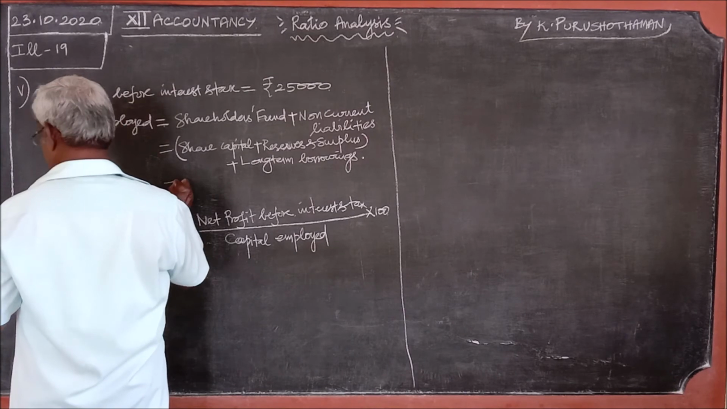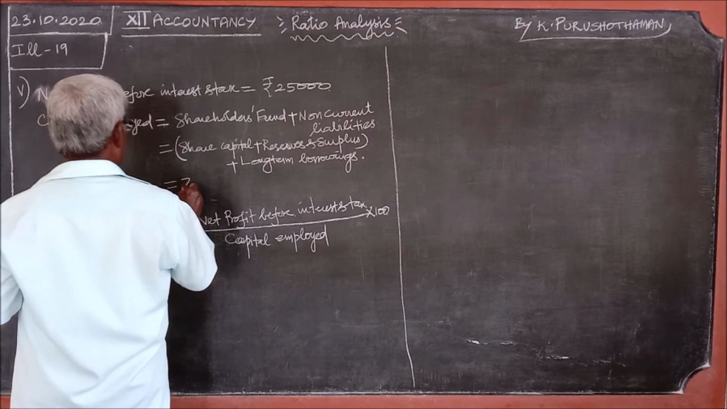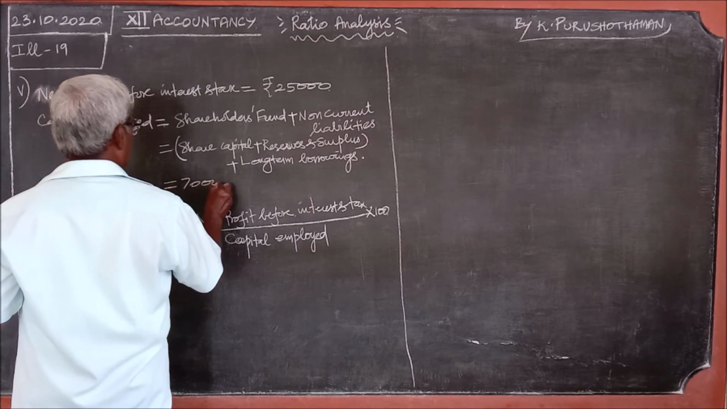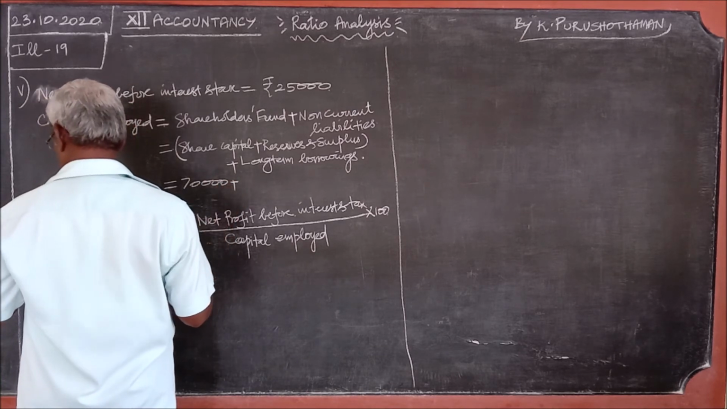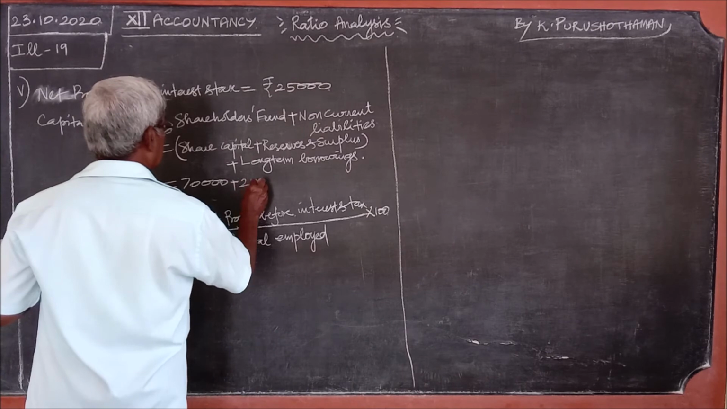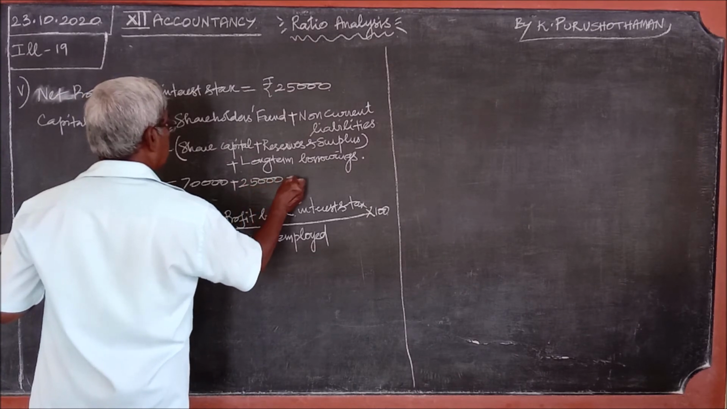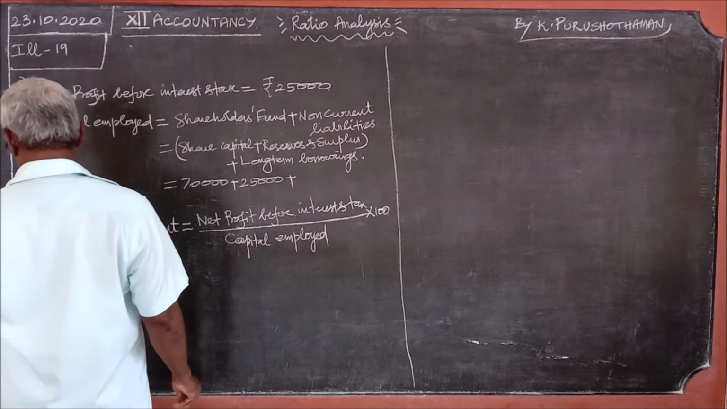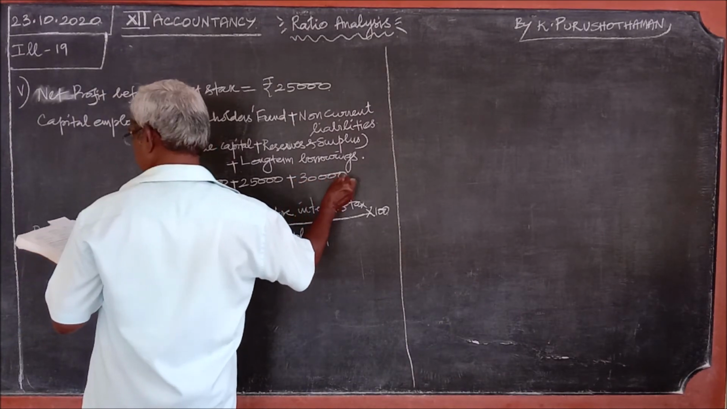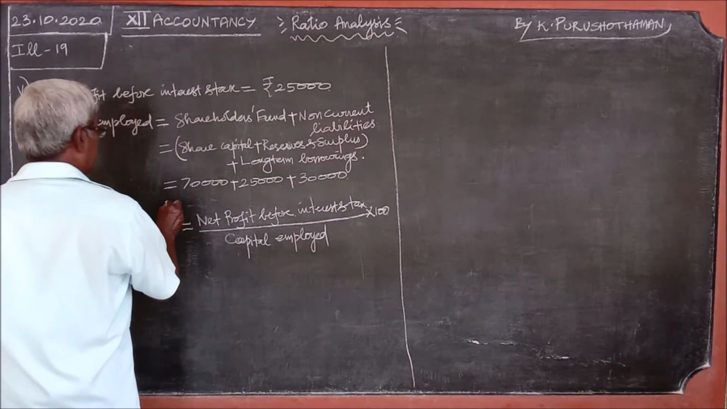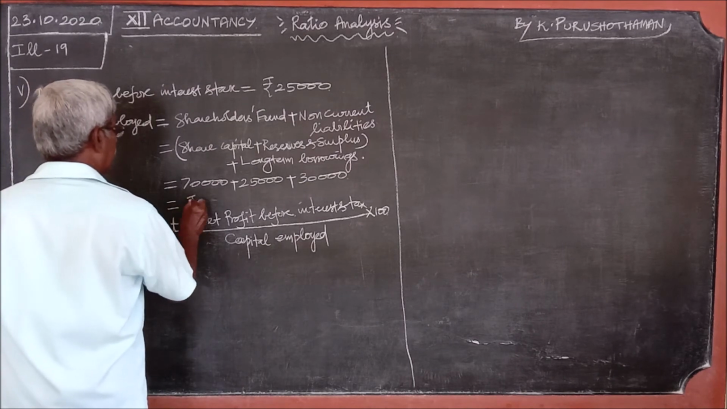So share capital 70,000, plus reserve and surplus 25,000, plus long-term borrowings 30,000. This is 1,25,000.